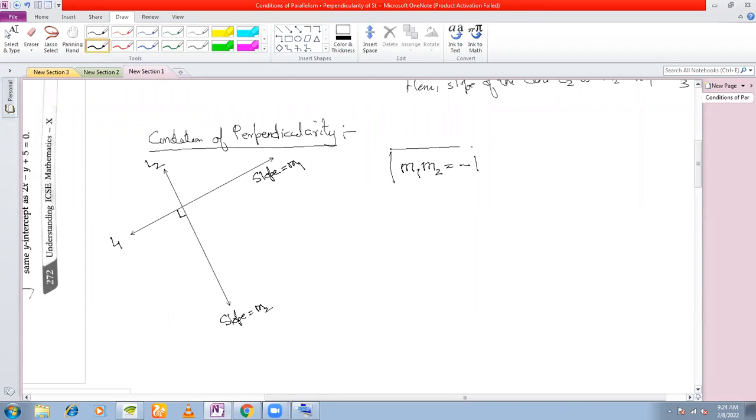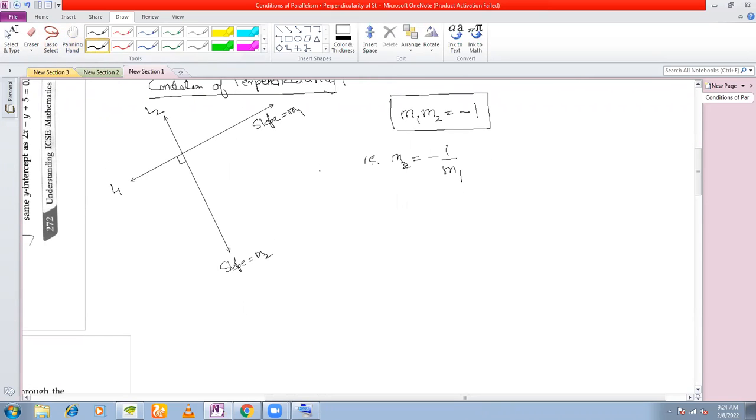This is just as you had m1 is equal to m2 for the condition of parallelism. Similarly, you have the condition of perpendicularity as the product of the slopes, m1 m2, must be equal to -1. So given one slope, you can also write this as m2 is equal to -1 by m1. That is, if you know the slope of one line, then you can find out the slope of the other line by taking the negative reciprocal of that slope.